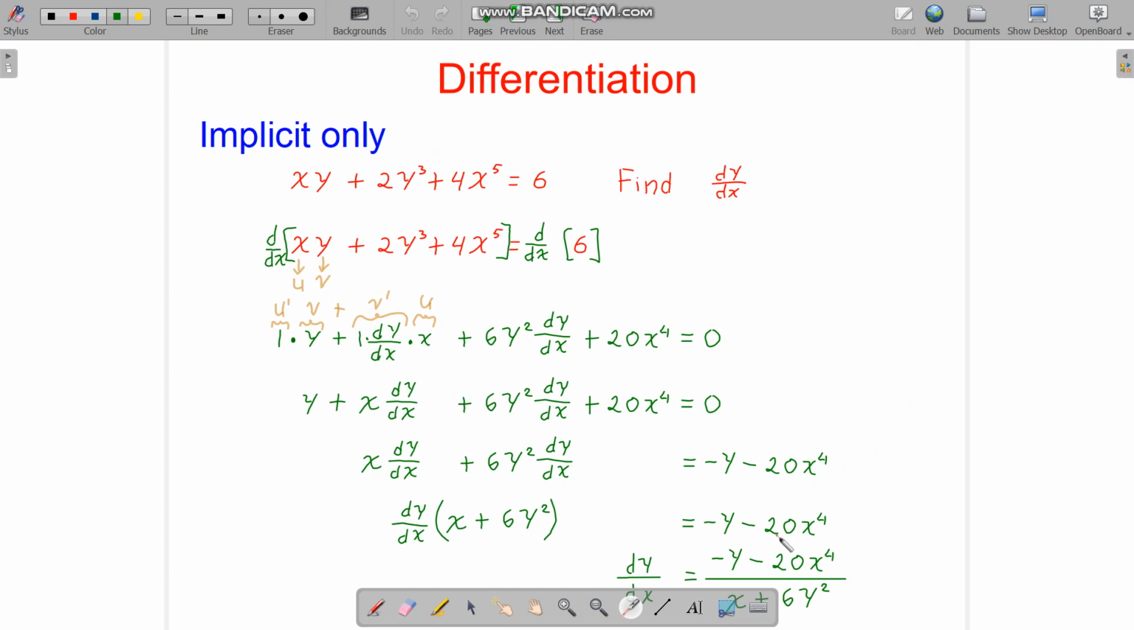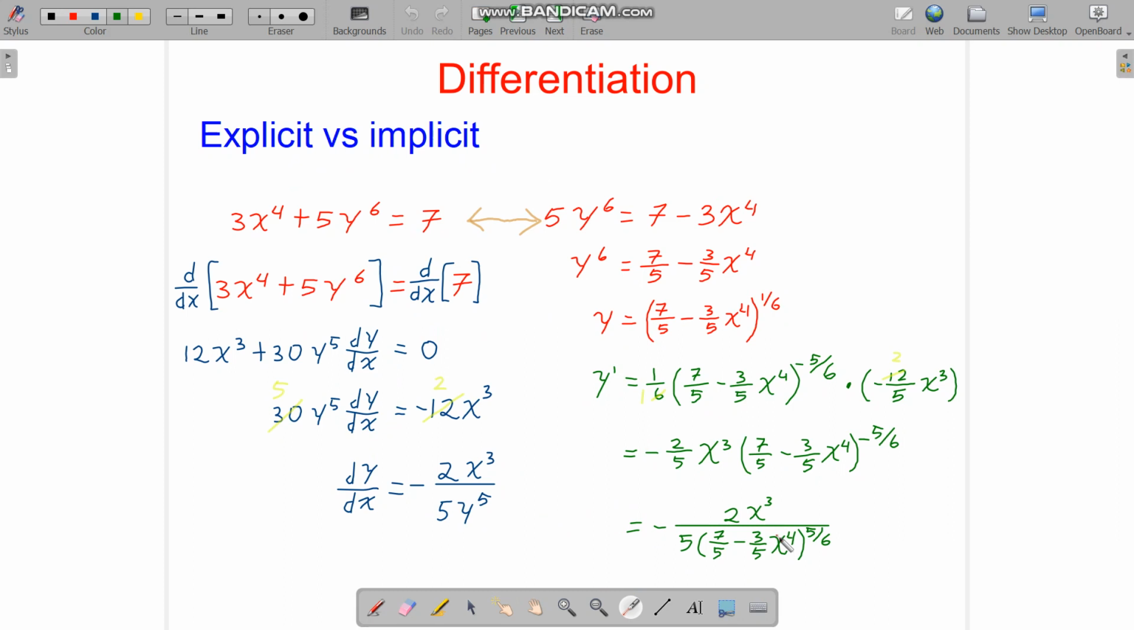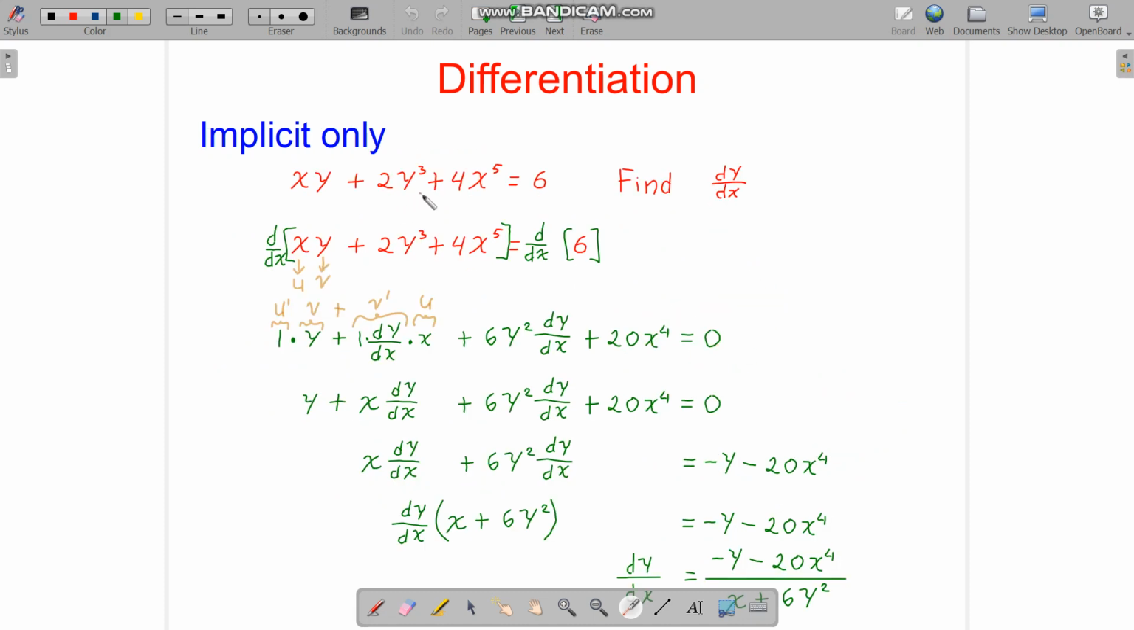Now this is why we have to use implicit differentiation, because sometimes it is impossible to express the equation as y equals something in terms of x. For example here, there is no way you can differentiate this explicitly, because we cannot turn it into y equals something in terms of x and only x, so there is no y on the right side. So we cannot do it explicitly.